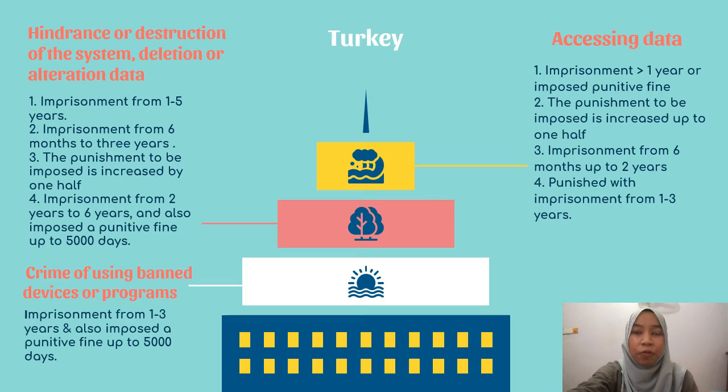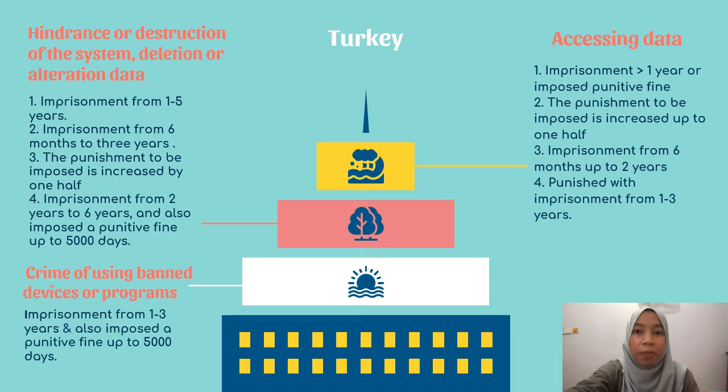And the fourth one is any person who unlawfully monitors data transfers within or between data processing systems using technical means without accessing the system is punished with imprisonment from 1 to 3 years. And for the crime of hindrance or disruption of the system, deletion or alteration of data, any person who hinders or destroys the operation of a data processing system is punished with imprisonment from 1 year to 5 years.